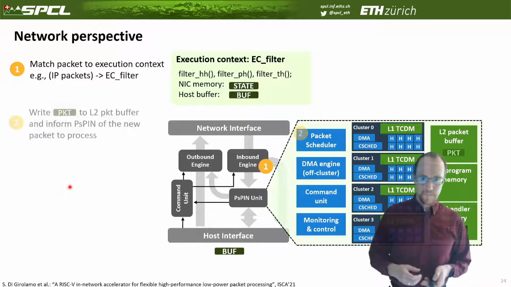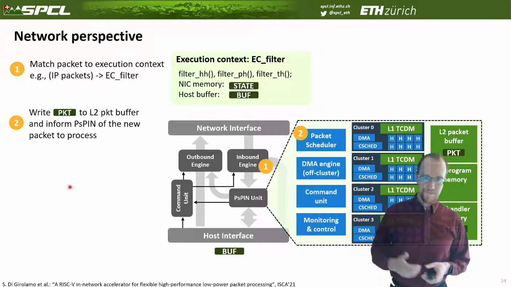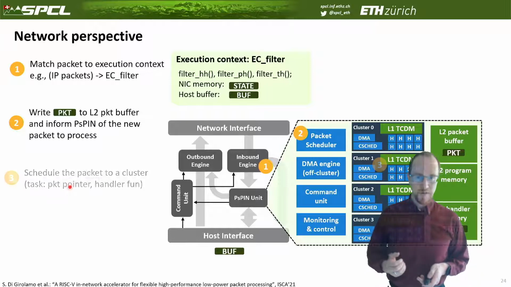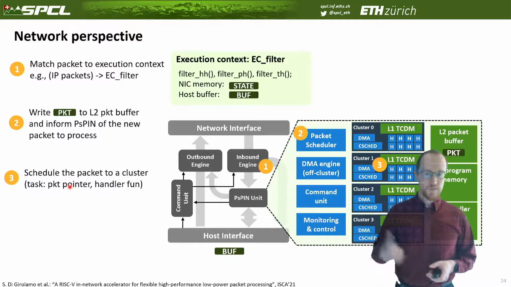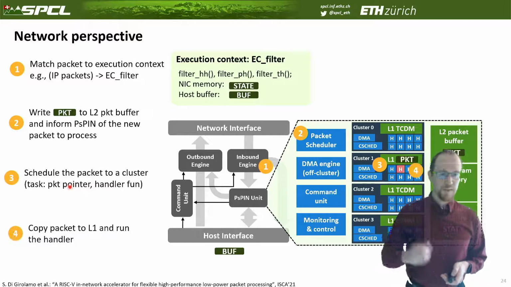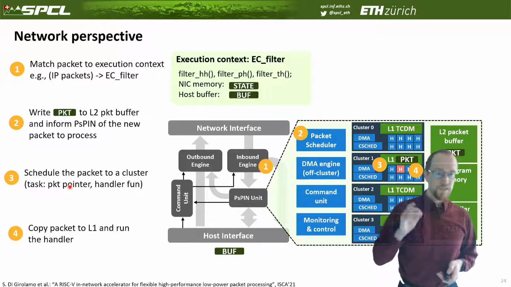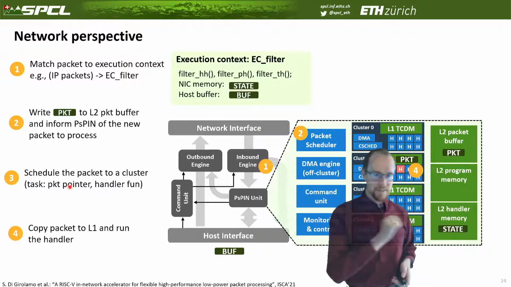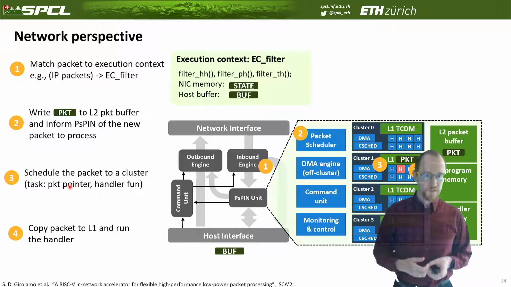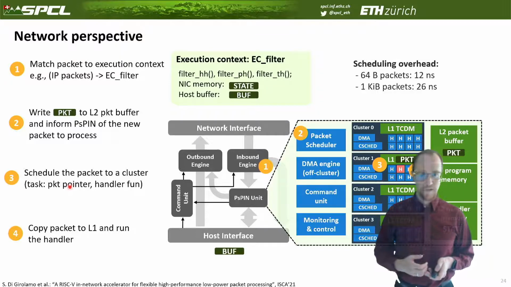And we have the inbound engine writing the packet to the level 2 packet buffer. And now it informs the PSPIN unit that a new packet has arrived. So what does this PSPIN unit do? Well, it schedules the packet to a cluster. The cluster internally uses the cluster scheduler to then schedule the packet onto a particular core. And of course, it makes sure that the cluster itself has access to the context, the correct state. So the scheduling itself is a little bit more complicated. It routes packets to specific clusters that have access to the application state, because otherwise that would be quite bad.